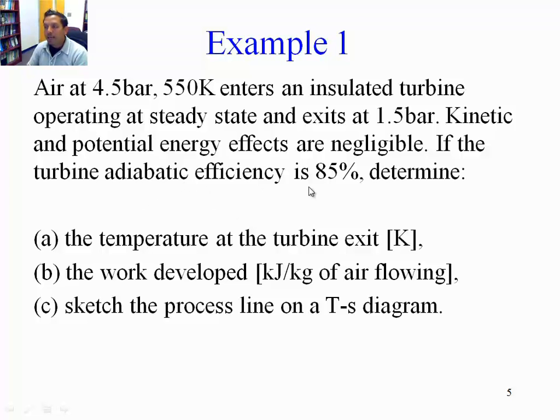If the turbine adiabatic efficiency is 85%, let's determine the temperature at the turbine exit, the real temperature, the work developed, the real work, not the ideal work, and we're going to sketch the process line on a TS diagram. So let's see.